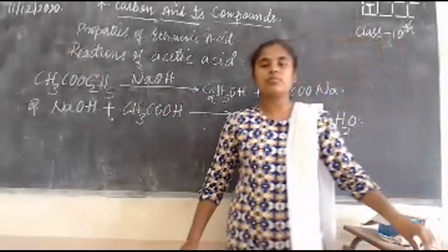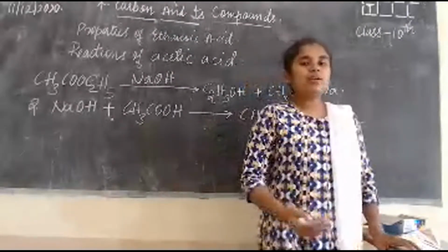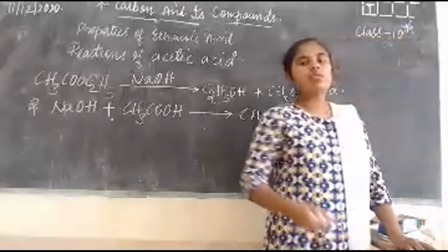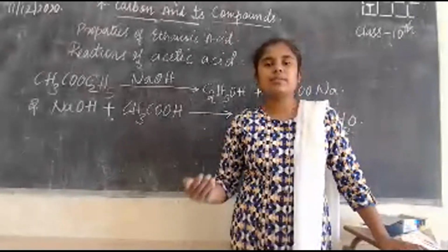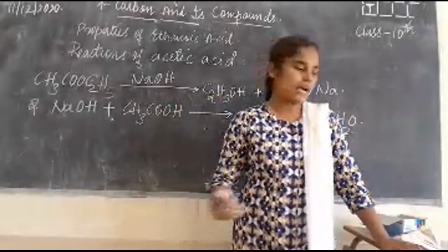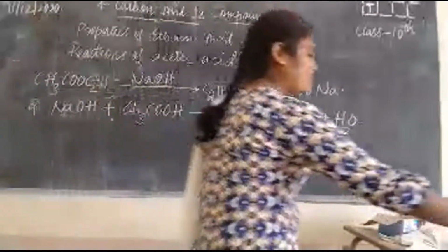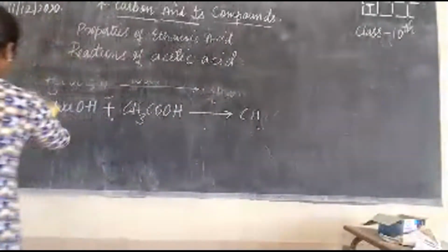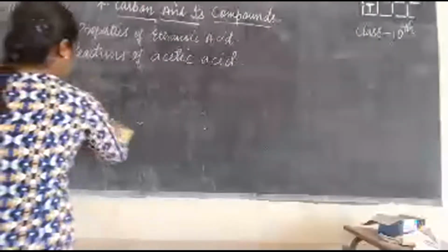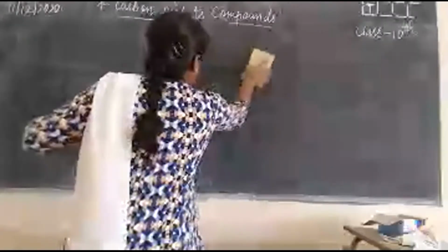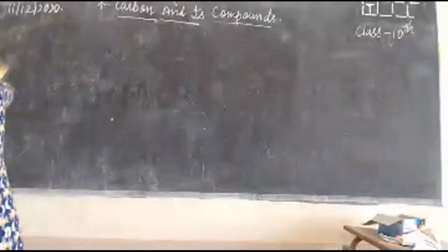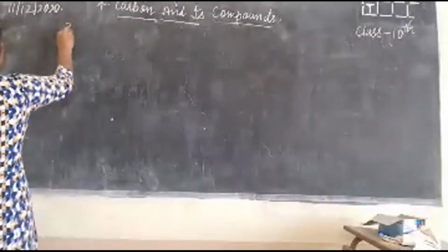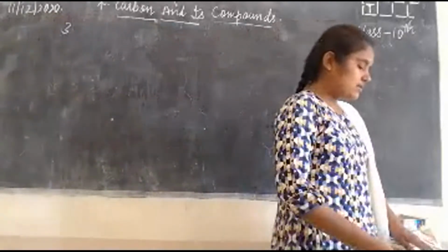Then have you ever thought how carbonates and hydrogen carbonates react with ethanoic acid? That reaction will be the reaction with the carbonates and the hydrogen carbonates. So we'll see how these reactions are going to happen. That will be the third reaction: reaction with the carbonates and hydrogen carbonates.